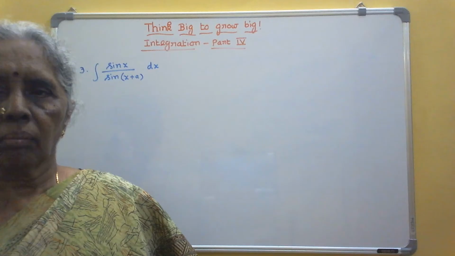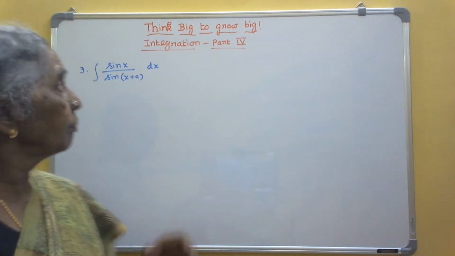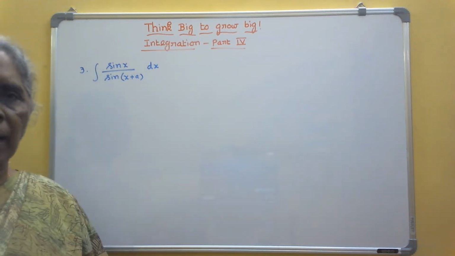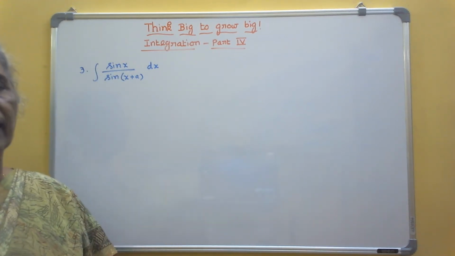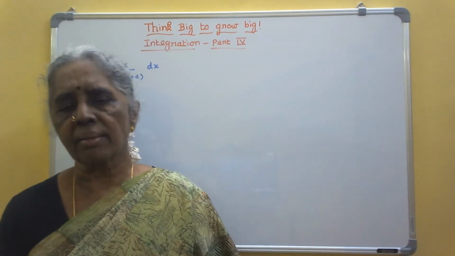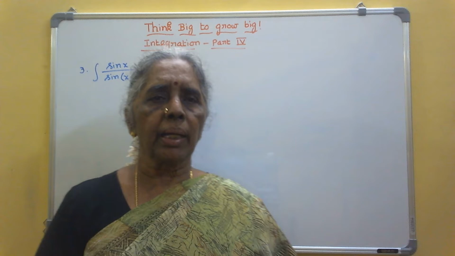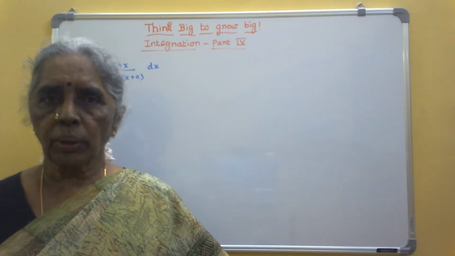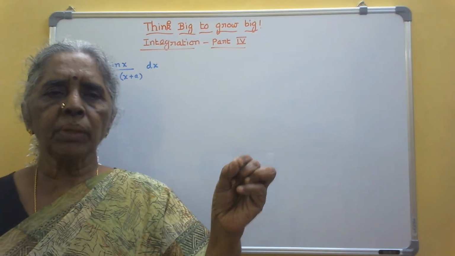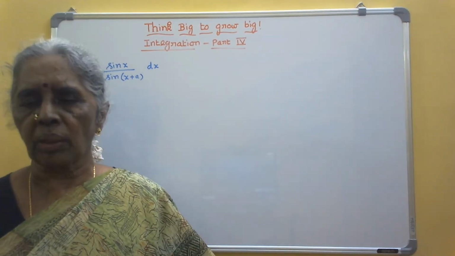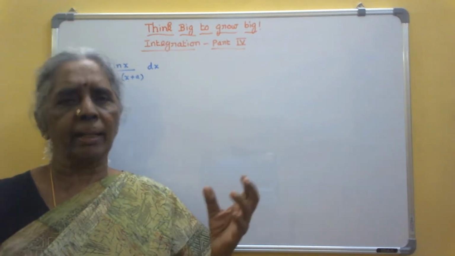Okay. See the third sum. Here the I is integral sin x by sin x plus a dx. This sum you can do in two ways. One way is you can substitute that x plus a is equal to t, so that the x will become t minus a, and you can find dx and you can proceed. But I am going to follow another method.